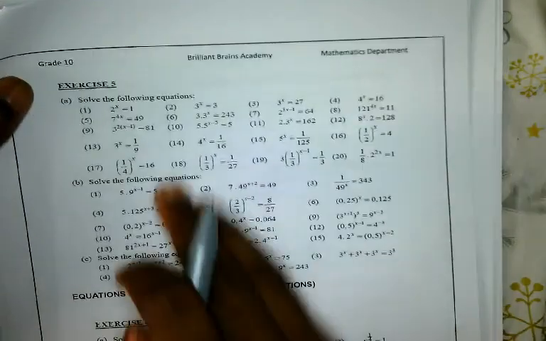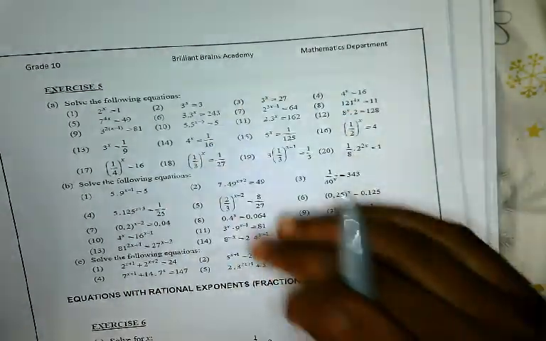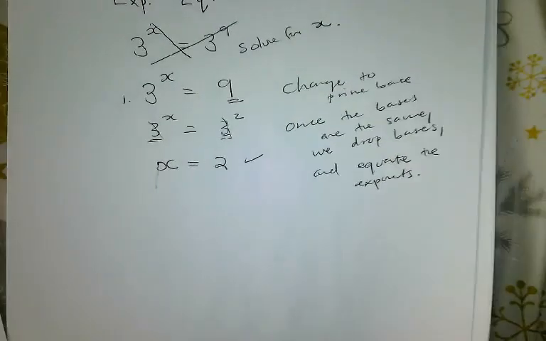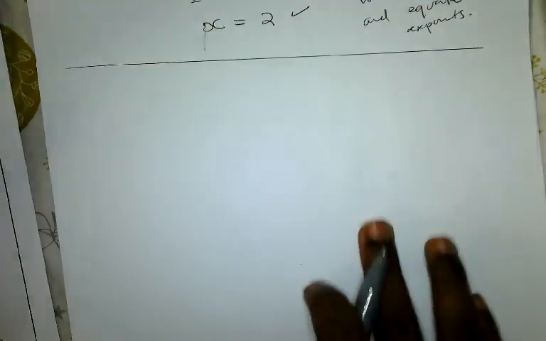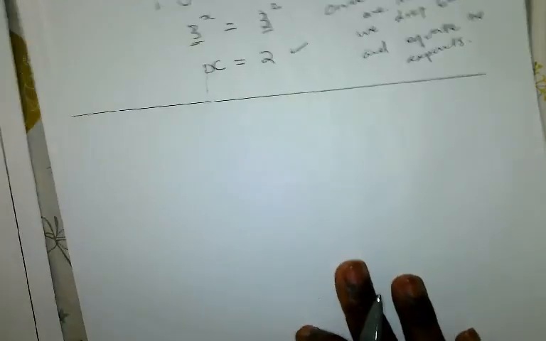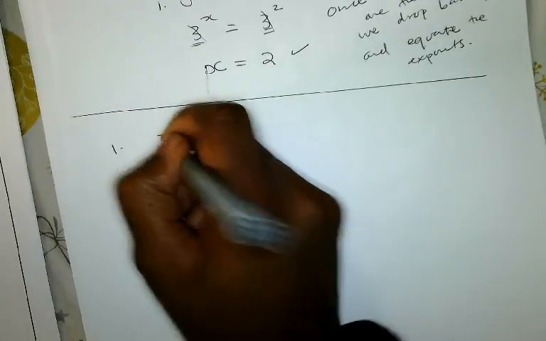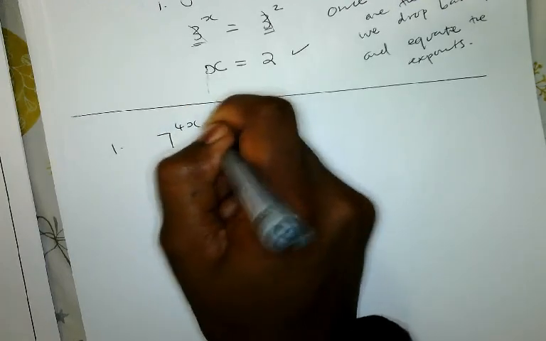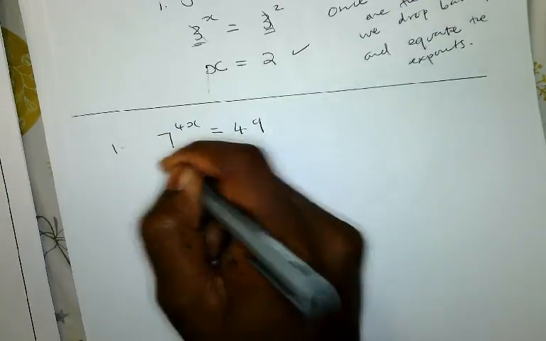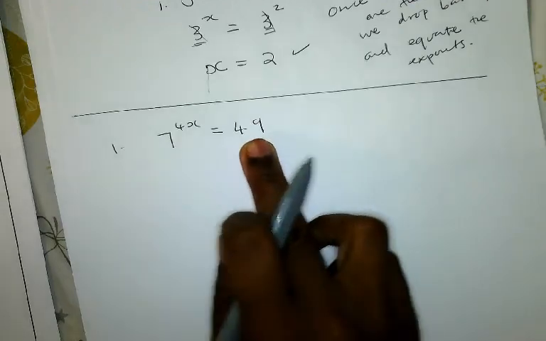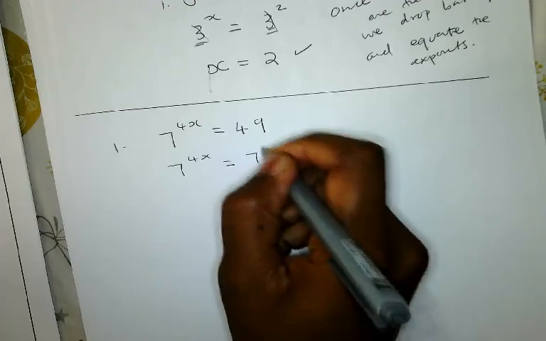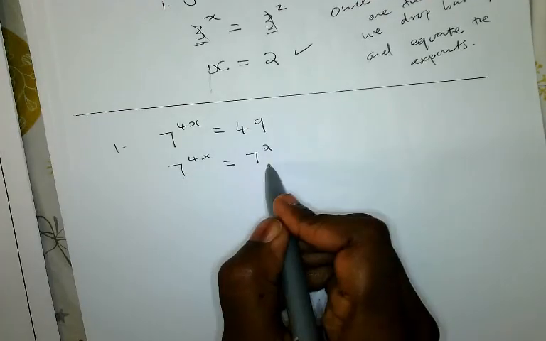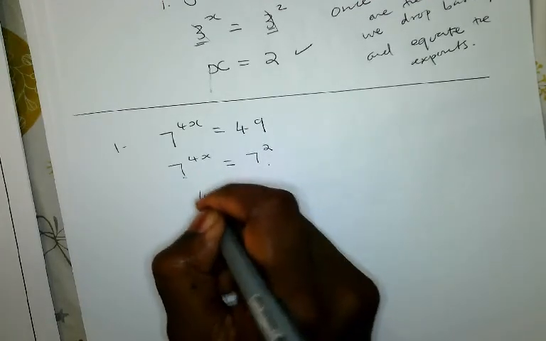So remember, the aim is to get these 3 steps right. So the first question is 7^(4x) equals 49. So I'm going to change the 49 to become a prime base. 7^(4x) equals 7 squared. If the bases are the same, we can equate. I can drop the bases and equate. Divide by 4, divide by 4, meaning x is a half.